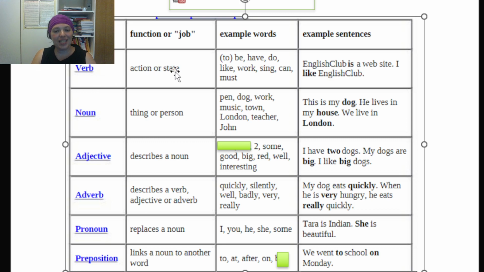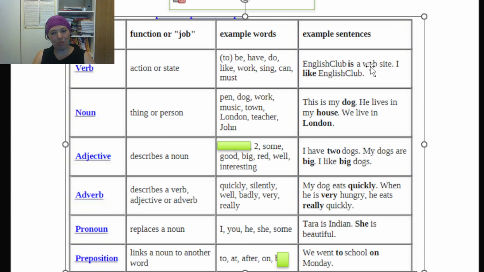So every sentence has a verb. It can't be a sentence if it doesn't have a verb. So verbs is, here we've got a couple of examples. To be, which is just a different way of saying is, am, are, were, en dan have, en dan natuurlik die verlede tyd ook, en have, has, had, en do, doing, don't, en like, likes, liked, work, sing, can, and must.